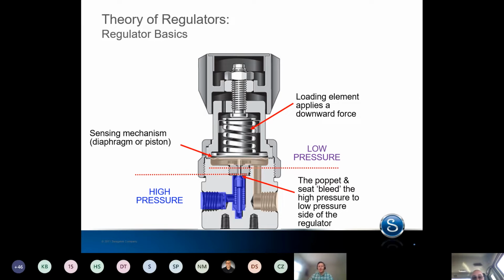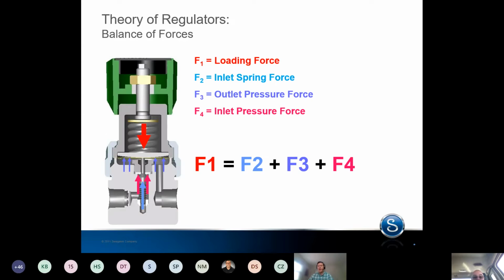And so these three elements, the control element, the loading element, and the sensing element or mechanism, really drive pressure regulator performance. You'll hear me talk about them a lot today. The way that they operate is in a balance of forces. There are four forces that we care about within a pressure regulator. One is the loading force. We talked a little bit about that just now, right? When we compress the spring or allow that spring to relax, that loading force is going to change.